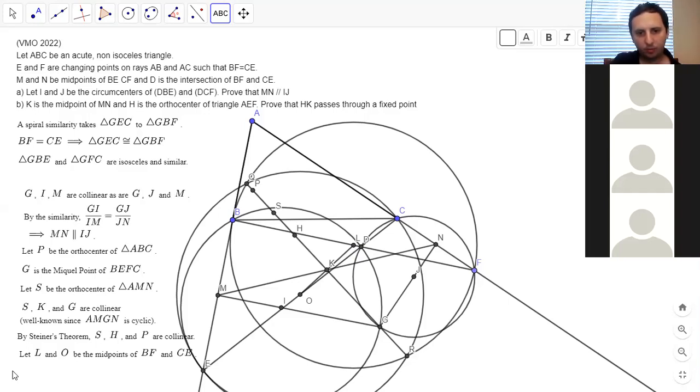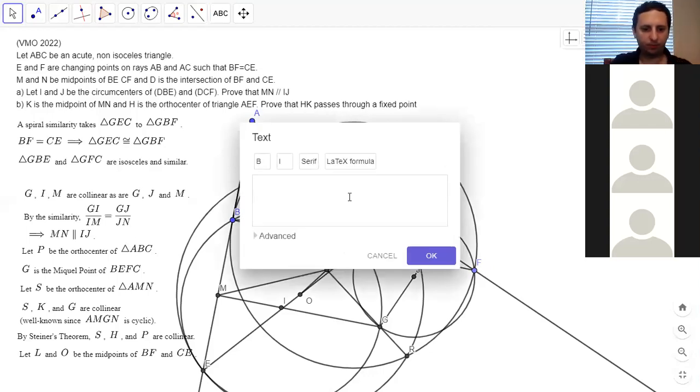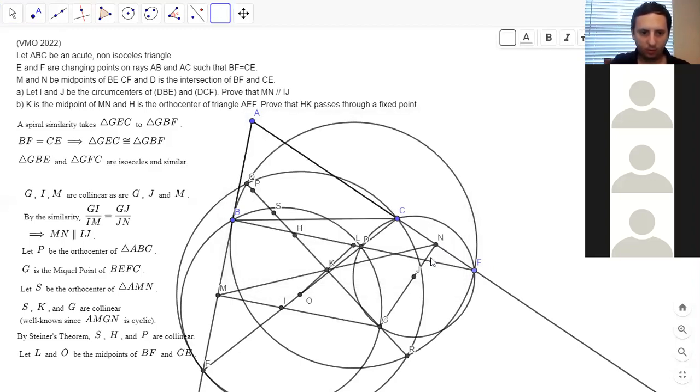Okay, so MO is parallel to BF, and LN is parallel to BC. Okay, so LN is parallel to BC and MO is parallel to BC. So okay, so that means that MONL is a parallelogram.